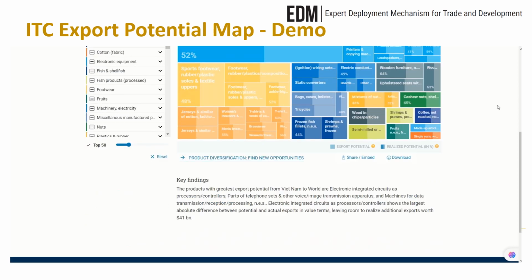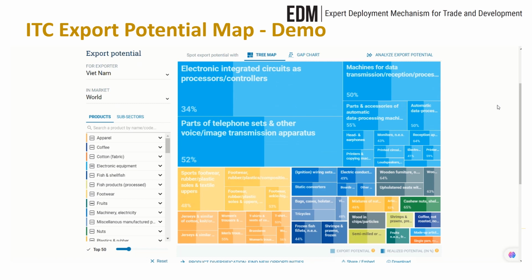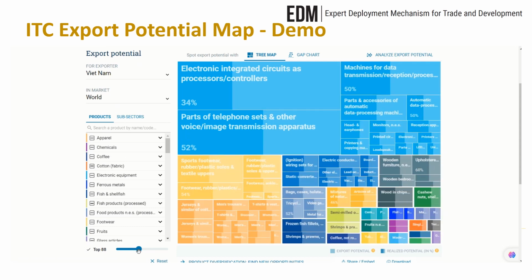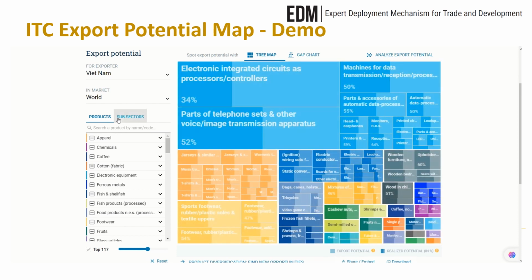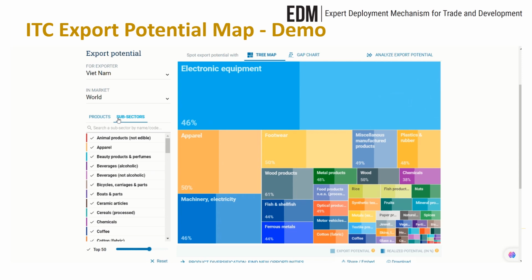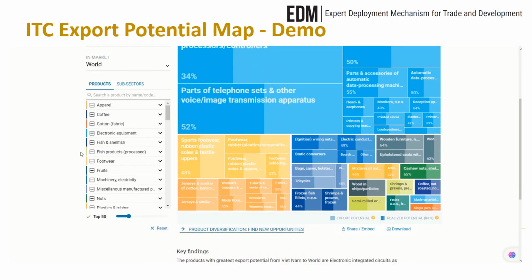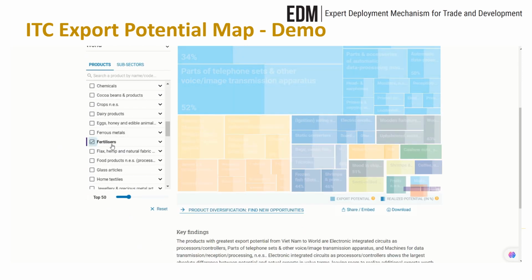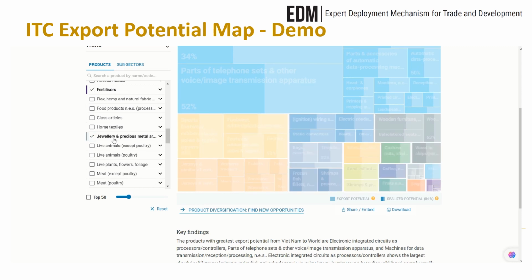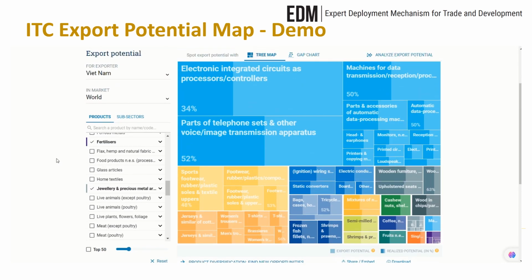The tree map can also be customized using a number of features. The sliding bar at the bottom left allows you to choose the number of products that you would like to display on the tree map. You can also select the subsector level to get an overall perspective. Furthermore, it is possible to filter the results by sector or product of interest. For example, if you select fertilizers and jewelry, new products appear in the tree map. Note that you can add or remove products by adding the keyword or HS code in the search box.